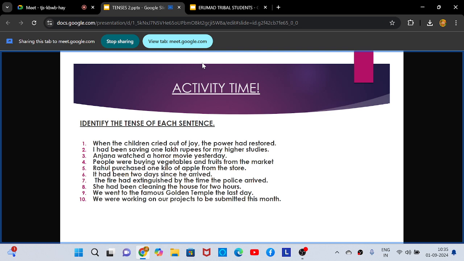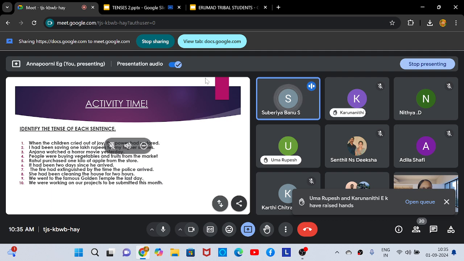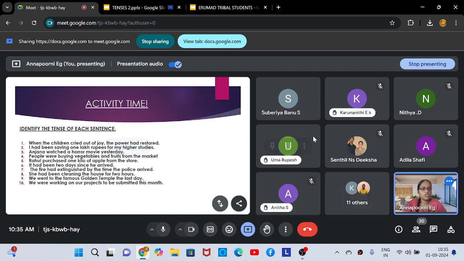I had been saving 1 lakh rupees for my higher studies. Yes, Uma. Past perfect. Yes, ma'am. Passive... it is participle. Past perfect and yes, no, it is not past perfect. There is one addition: I had been comes, right? So what about participle, ma'am? Participle is not the name of a tense.